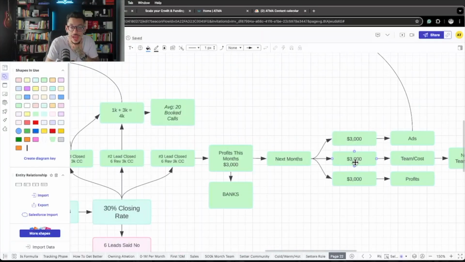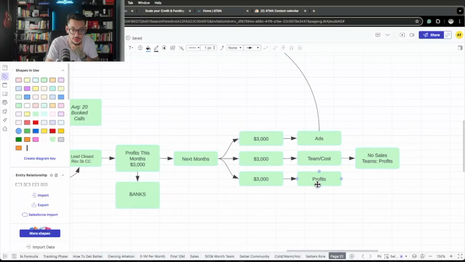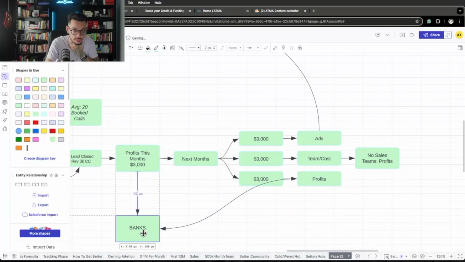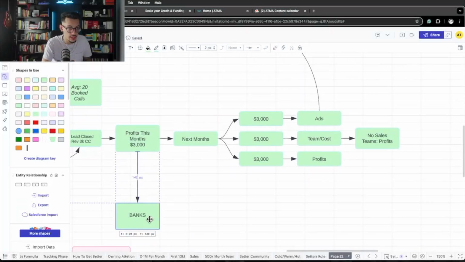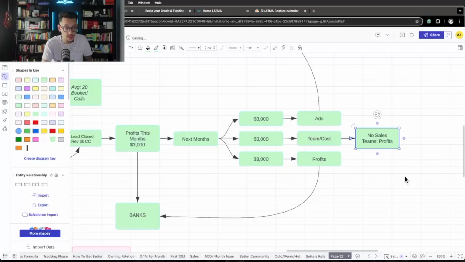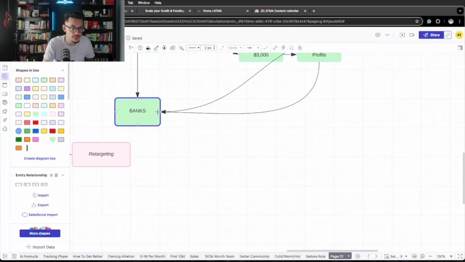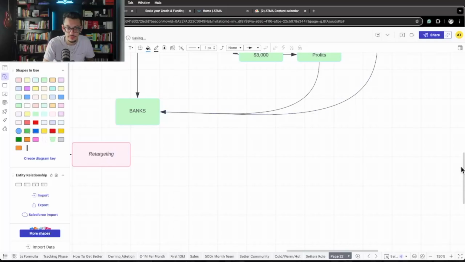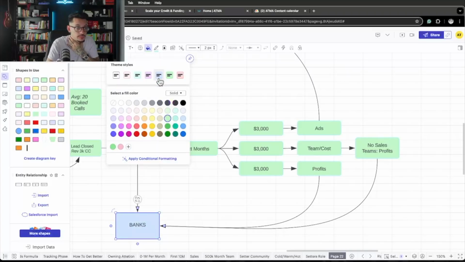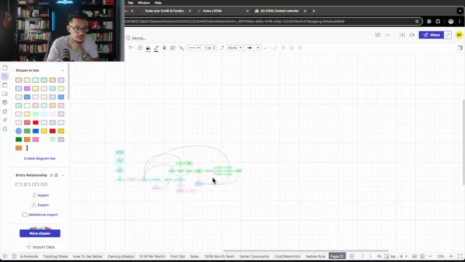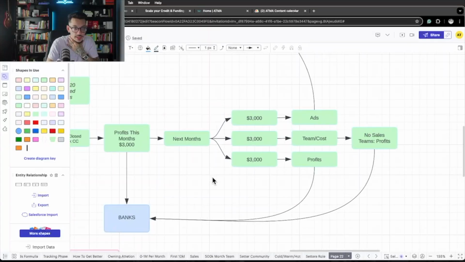Now, if you don't have a team, this all becomes profit. If you're doing your own sales calls, if you're doing your own setting, this all becomes your profit, right? So then you're profiting $6,000 or so this month. I'm gonna put this in a different color. Blue. Okay, boom, perfect. So that'll be your bank account, right?